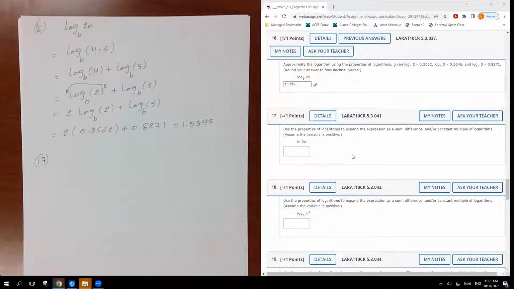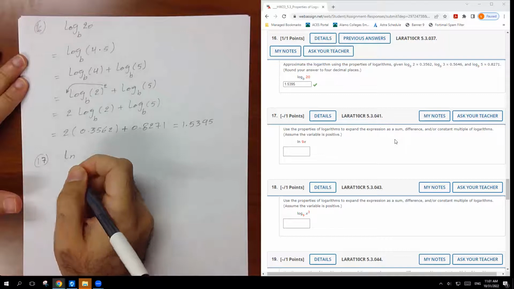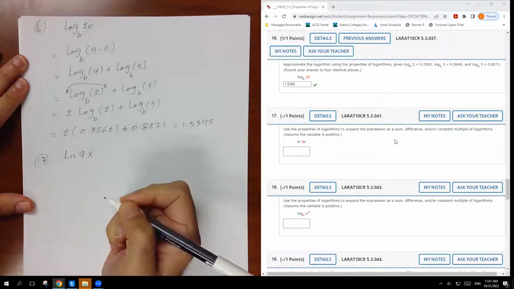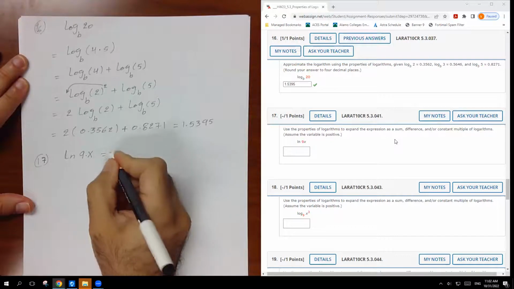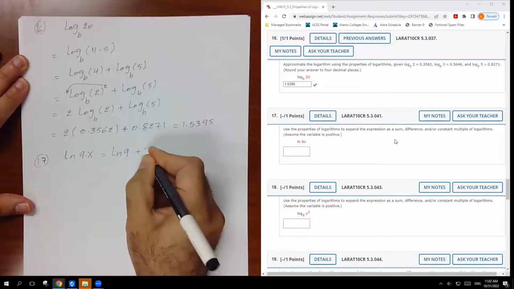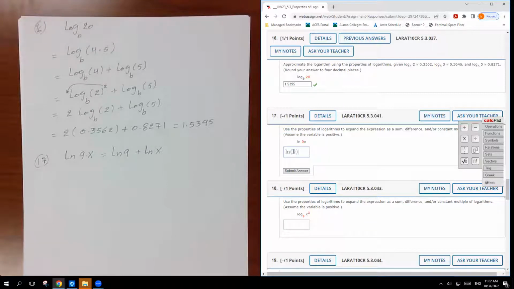Example 17, you can use the properties of logarithm, sum or difference. So we're just going to write this down. We're not going to find the exact or approximate solution. So we have ln of 9x. You can use the properties of natural log, which is 9 times x. So this one is equal to ln 9 plus ln x. That's the solution. We can't simplify it further because we don't know the value of x. So we can say this is ln of 9, close the parentheses, plus ln of x.